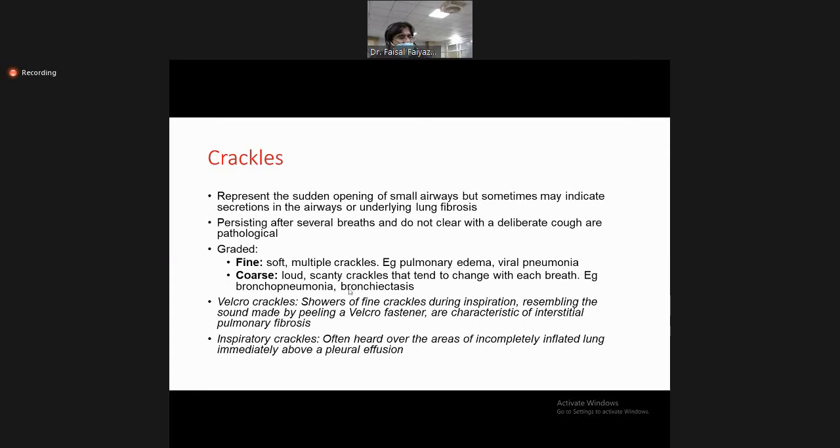Example, bronchopneumonia, bronchiectasis. There's a type of fine crackles known as Velcro crackles, where there are showers of fine crackles during inspiration, resembling the sound made by peeling a Velcro fastener, a characteristic of interstitial pulmonary fibrosis, IPF, for example. Inspiratory crackles are often heard over areas of incompletely inflated lung, immediately above a pleural effusion. So you can hear the inspiratory crackles above a pleural effusion as well.